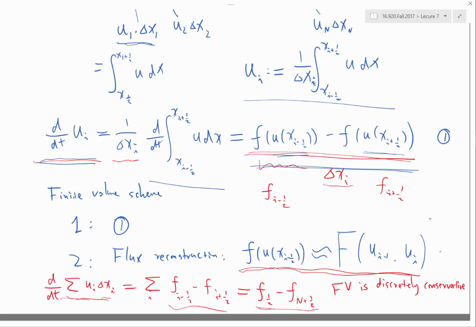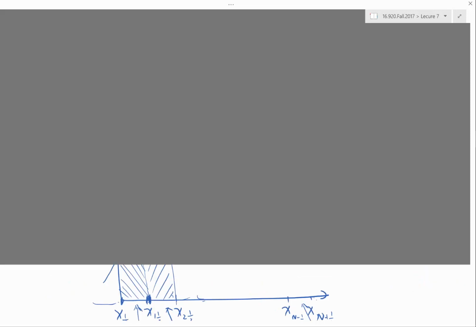So we already know how to do number one, right? This is just plugging in the integral form of the differential equation. Now we are going to look at the alternative ways of performing flux reconstruction. How do we approximate the flux using the cell averaged values?